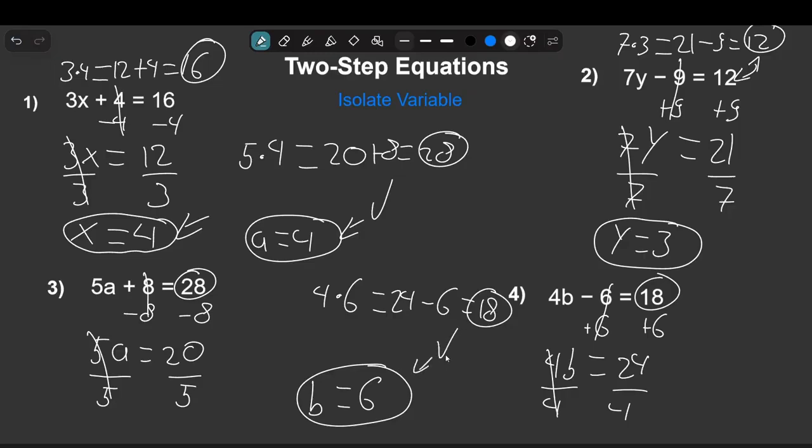Now, this was basically the video, guys, on how to solve two-step equations using this simple method where we isolate the variable one by one to get to our final answer.